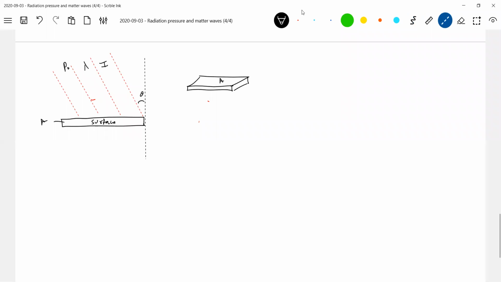The radiation is incident at an angle, and we are trying to work out the following. There's a plane diagram and there's a 3D diagram. Okay, let's get into it now: how to calculate the total force exerted by the incident beam.